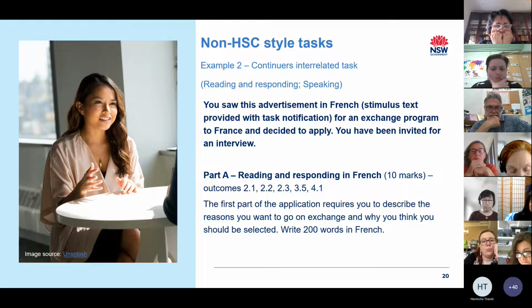Here is an example of a non-HSC style interrelated task for French continuers. It assesses 2 overlapping macro skills as content of understanding and the receptive component. An advertisement in French is required to fulfill the reading and responding and speaking components of the task. So, an interrelated task. Please take a moment to read it.